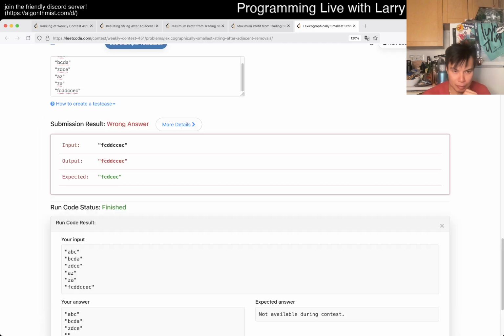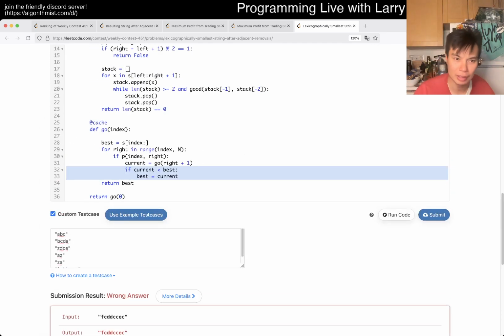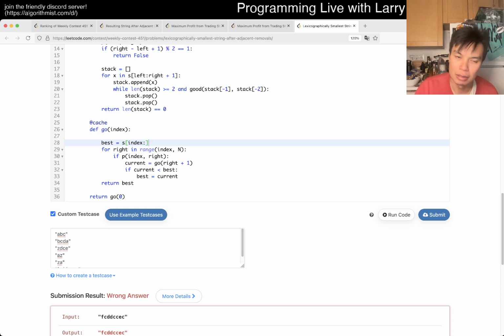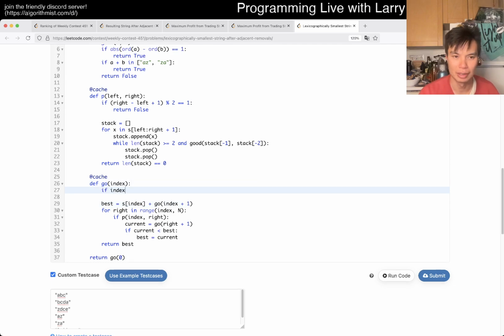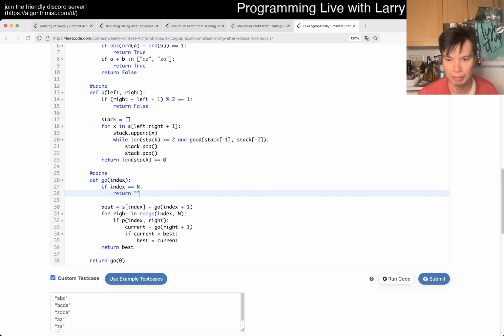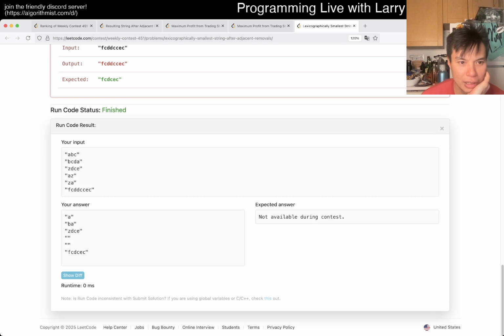Why is that? Oh, okay, so there's this. I guess that's not the worst. Okay, that is possibly worst case. But also maybe s of index plus go of index plus 1. Maybe that's actually more accurate. But of course, then we need if index, and then we just right? Come on, Harry. Base case A, BA is definitely not right.